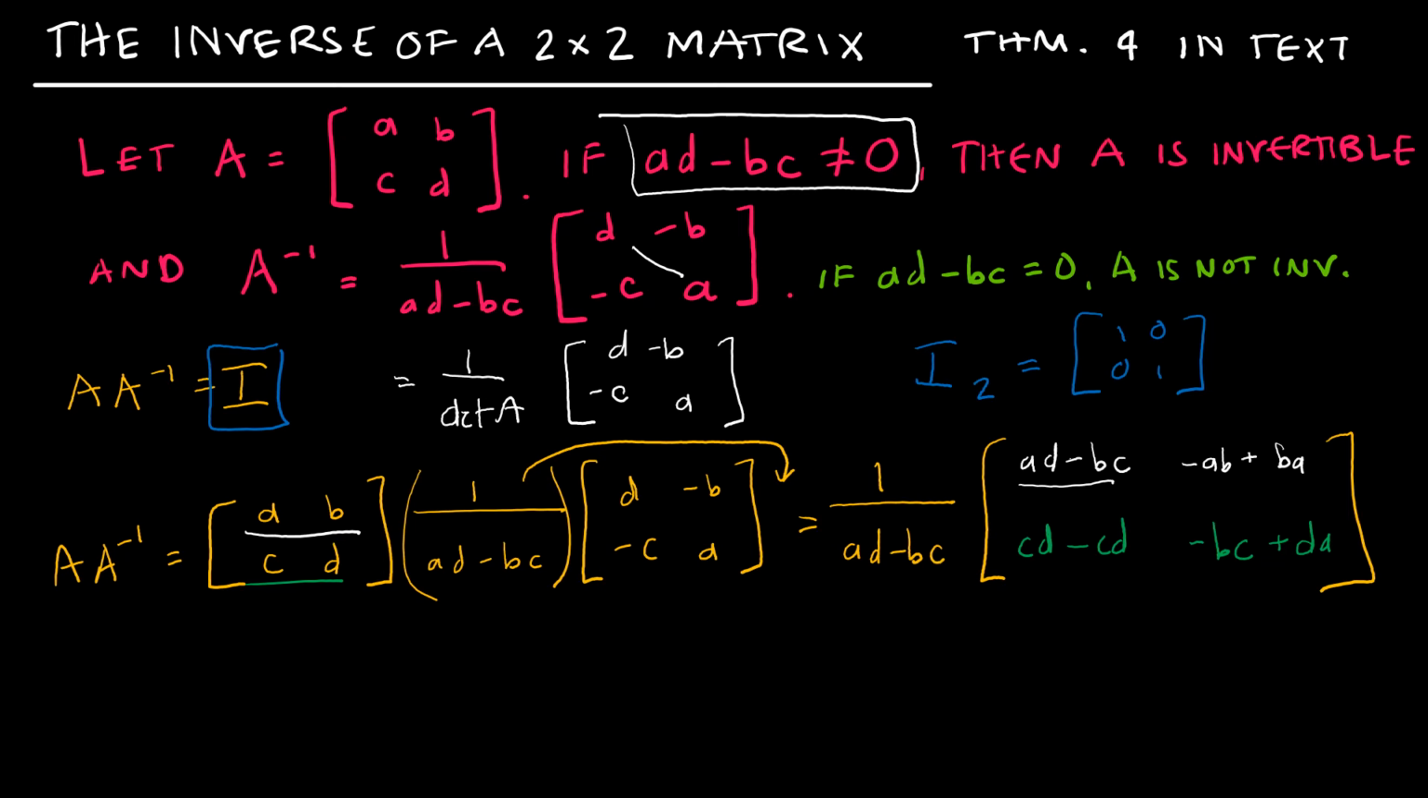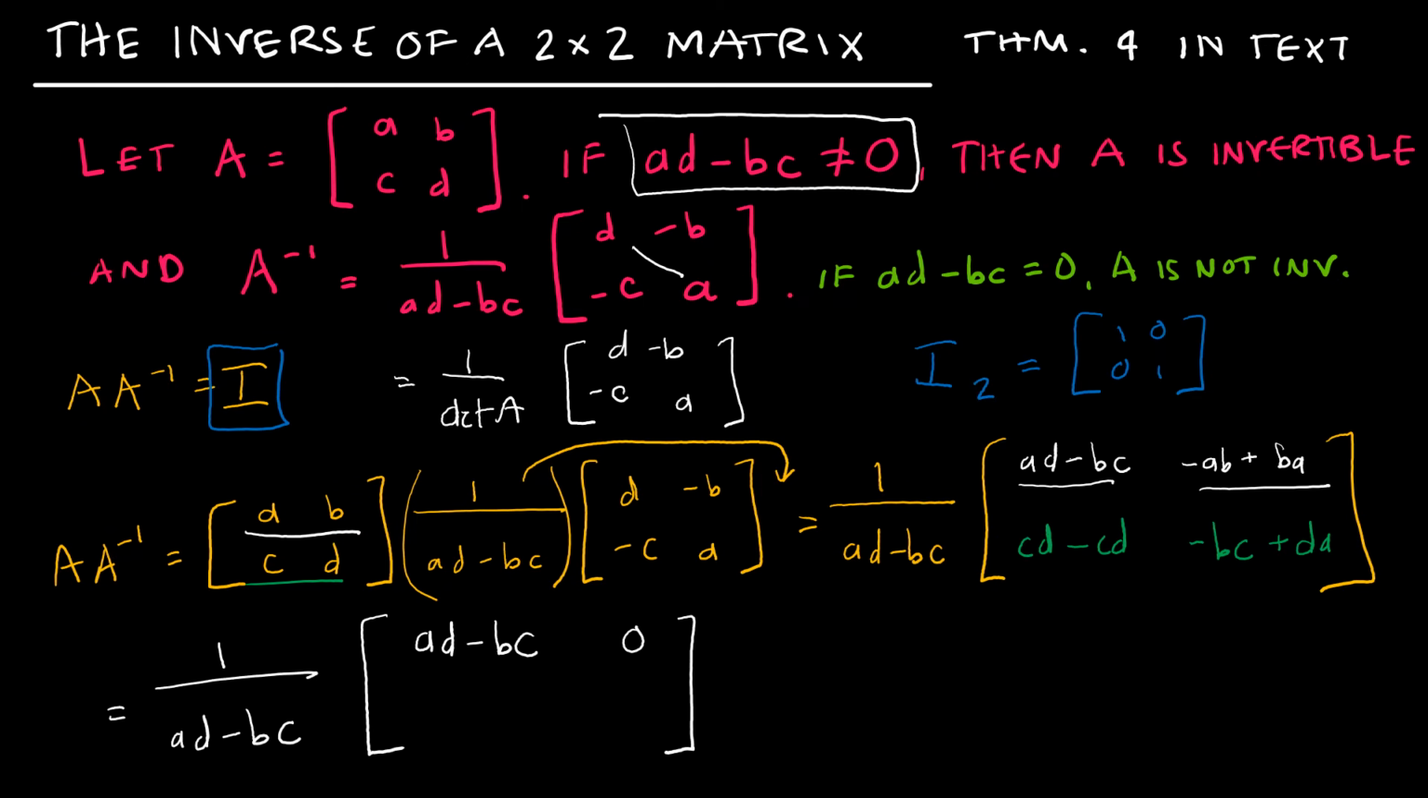So let's do a little bit of cleanup here. I still have this scalar, AD minus BC, and I could put that at the beginning or the end because it's a scalar and it doesn't matter. AD minus BC is just AD minus BC. My second term, minus AB plus BA, well, these are the same thing, AB and AB. So I have minus AB and positive AB, which gives me 0. And then CD and CD, that's 0.